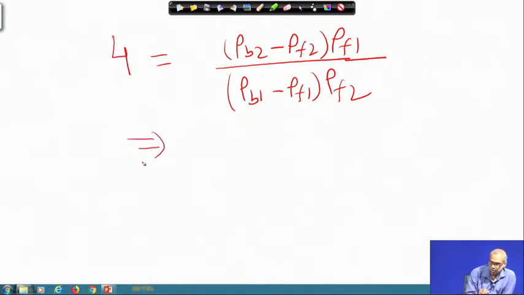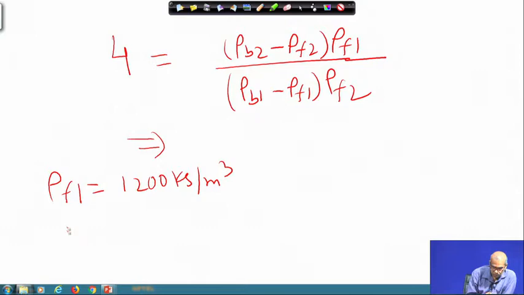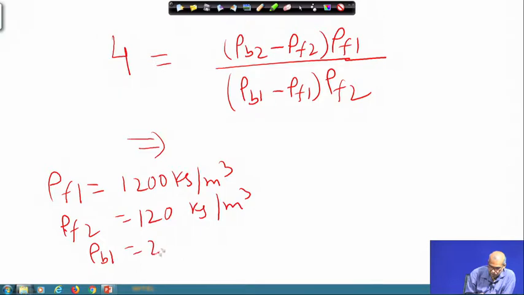Now, in this expression, rho F1 is given as 1200 kg per meter cube, rho F2 is given as 120 kg per meter cube, rho B1 is given as 2700 kg per meter cube. I have to find out rho B2.